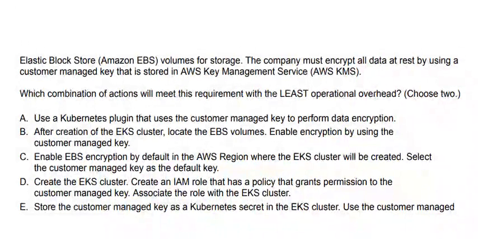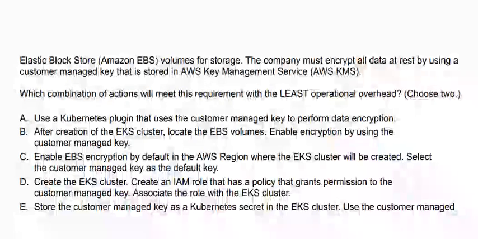Choose 2. Option A. Use a Kubernetes plugin that uses the customer managed key to perform data encryption. Option B. After creation of the EKS cluster, locate the EBS volumes, enable encryption by using the customer managed key. Option C. Enable EBS encryption by default in the AWS region where the EKS cluster will be created. Select the customer managed key as the default key.